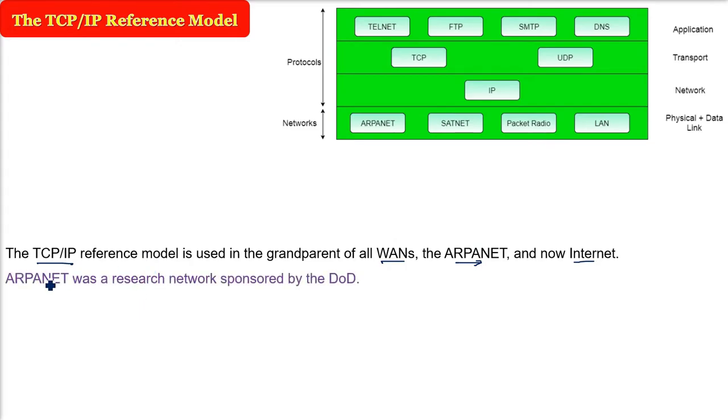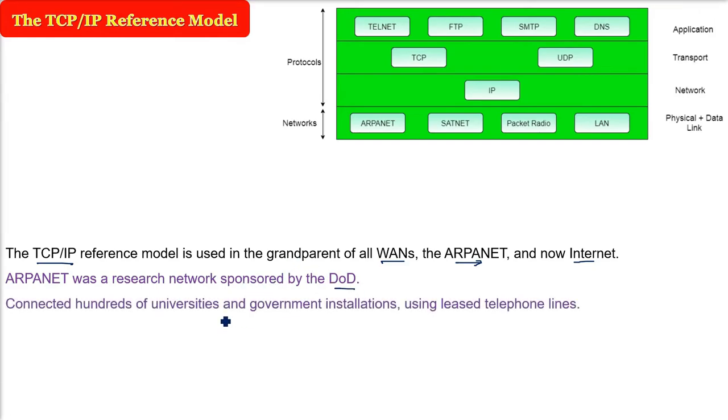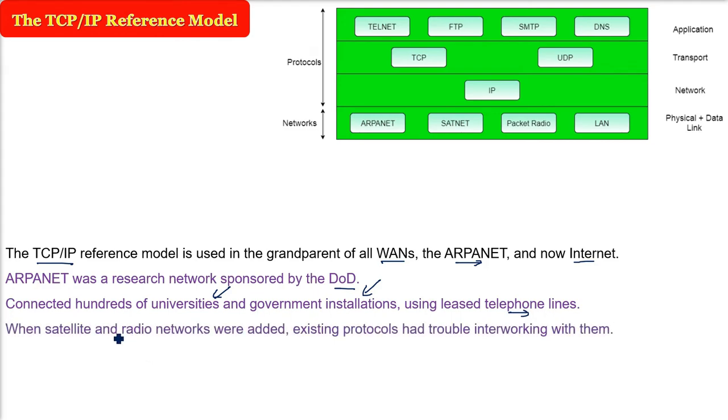So ARPANET was a research network. It was sponsored by the Department of Defense, and they connected all the major universities and government installations, using PSTN, that is leased telephone lines. Now the major idea was what? That if anything breaks in between, the communication should still continue.